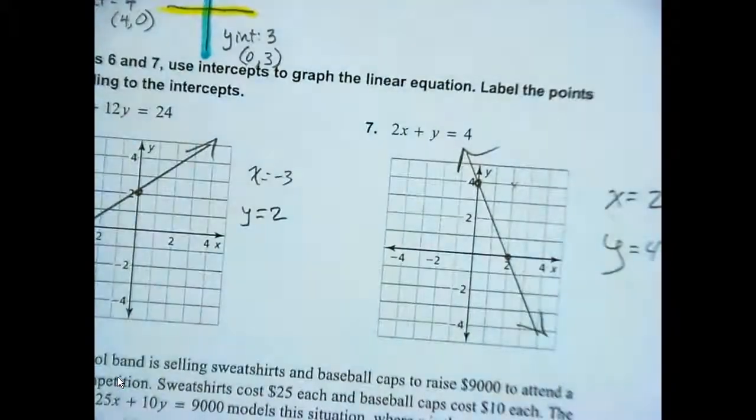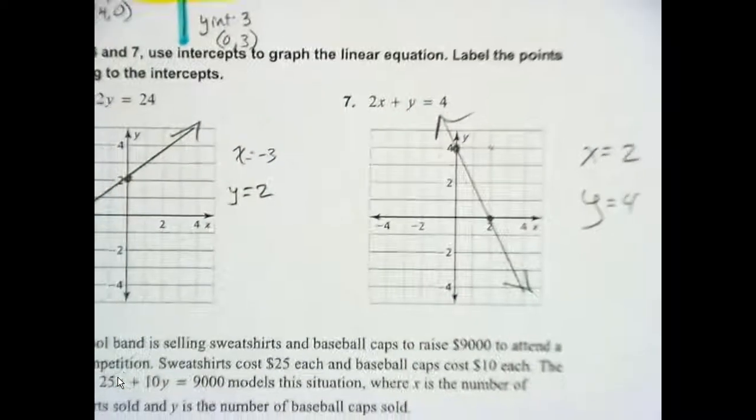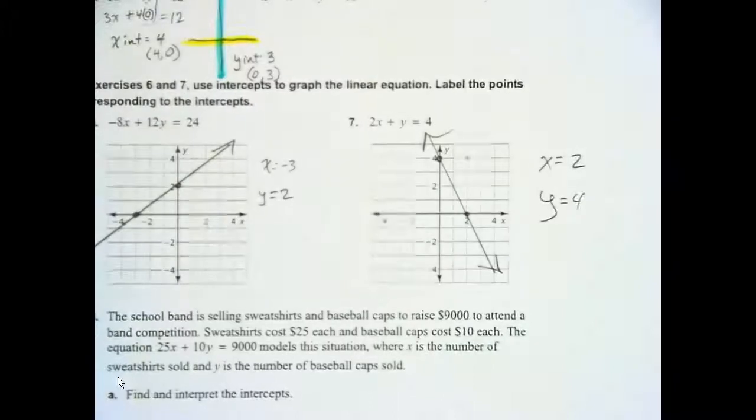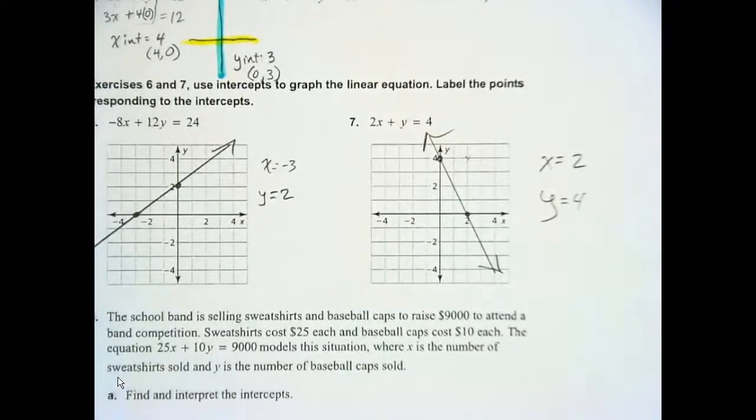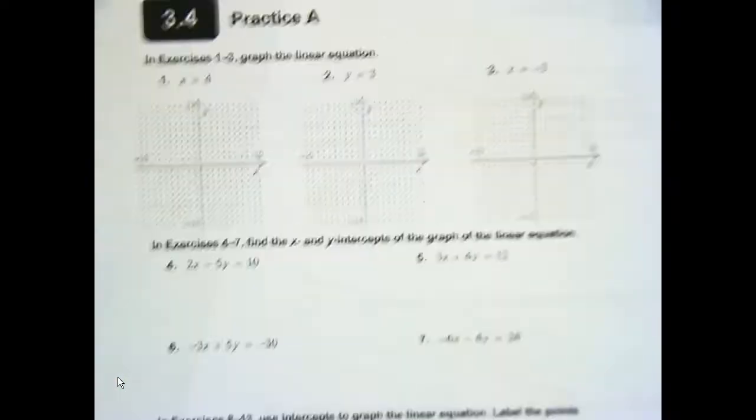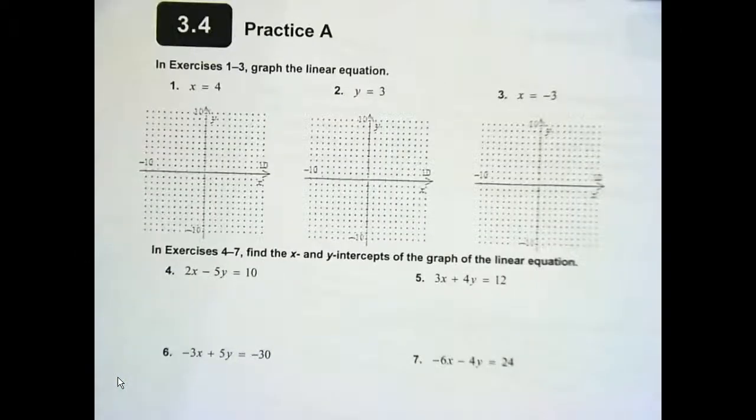Everyone rate themselves 1 to 5. 5, you got it. 1, you're struggling. I'll be around to help out if you need it. Your assignment is practice A. That's what I just handed out to you.